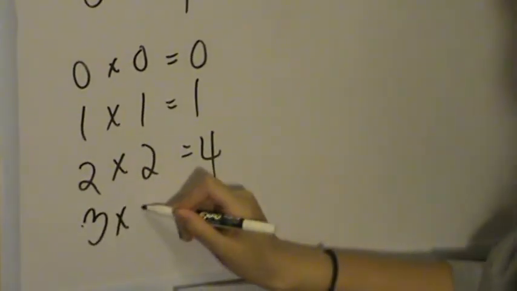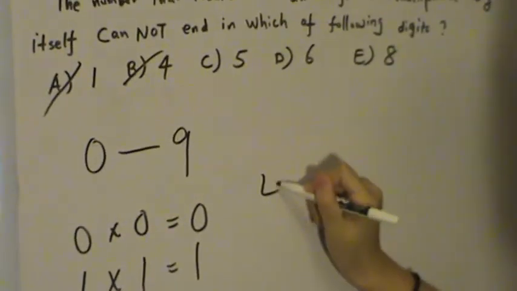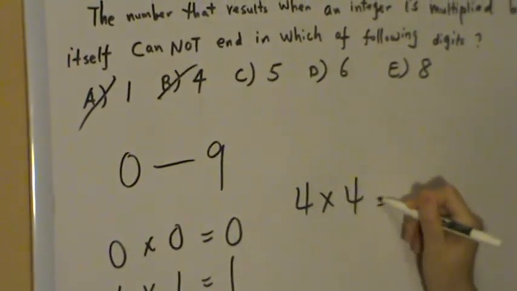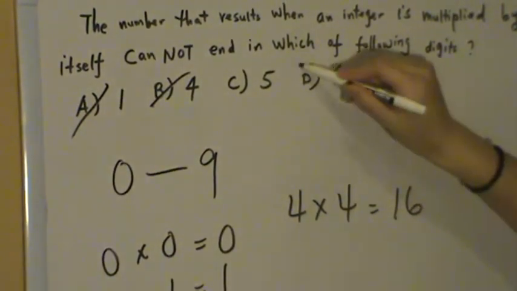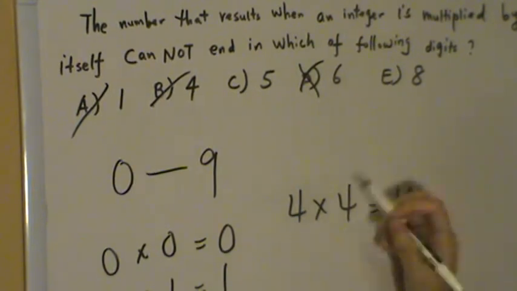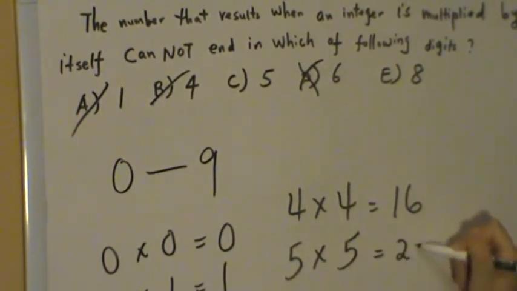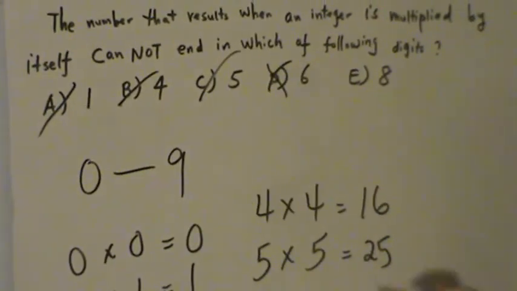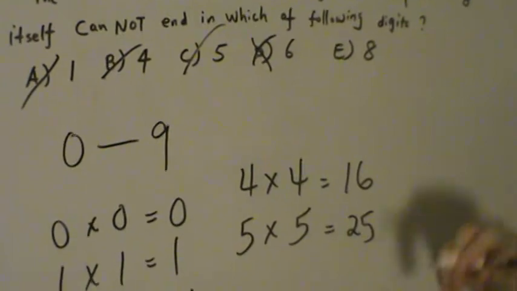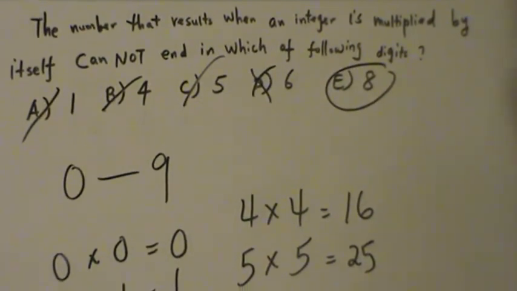3 times 3 is 9. Okay, that's not one of the options. Moving on. 4 times 4 is 16. So 6 is also possible, so that option is out. 5 times 5, excuse me, is 25. So 5 is also possible, so C is out. And we're left with E. So that is probably our answer, but we can just keep checking anyways.